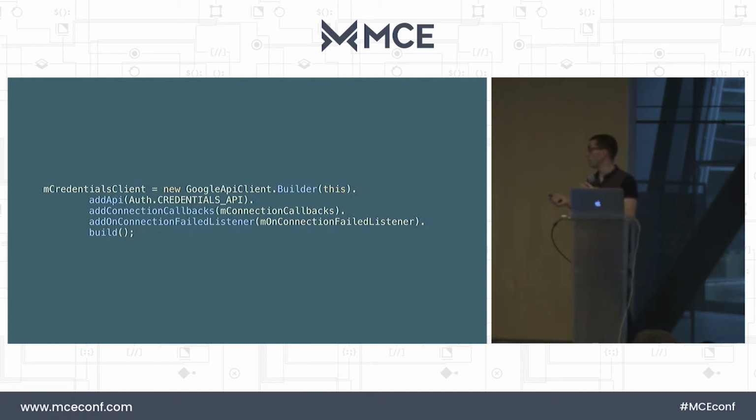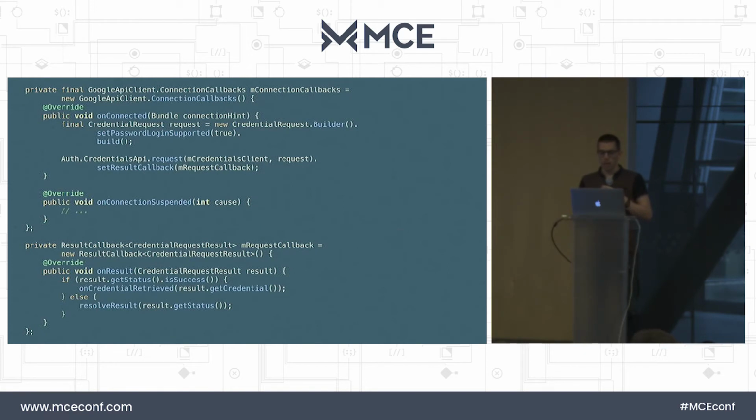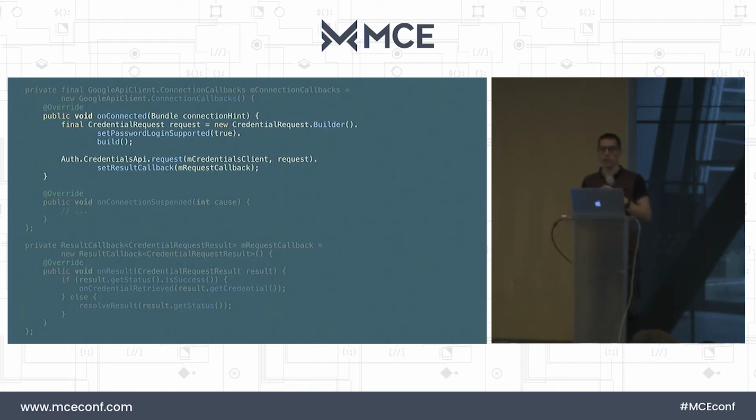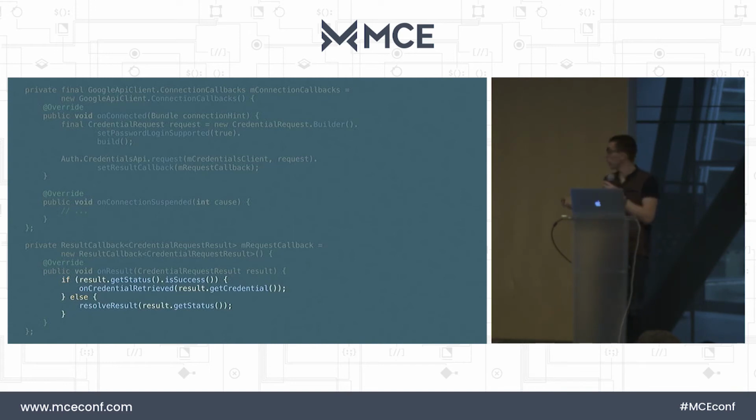Okay, here we have the API. And if you're an Android developer, you already know about the connection callbacks and the connection failed listener. We will be called in the onConnected callback. So once we've connected to Google Play services, we can request some credentials. We create a credential request. Basically we want email and password couples. And we will request these credentials. We set the callback as mRequestCallback, and if we go to the mRequestCallback, which is at the bottom of the slide, we just check the status.